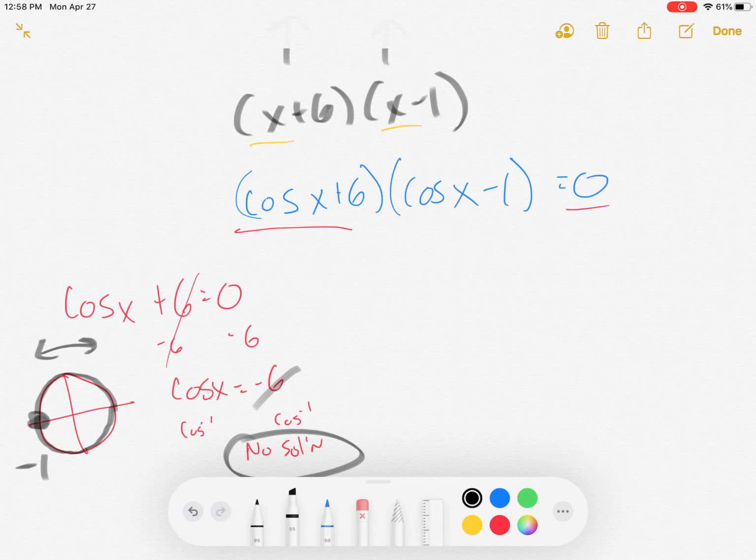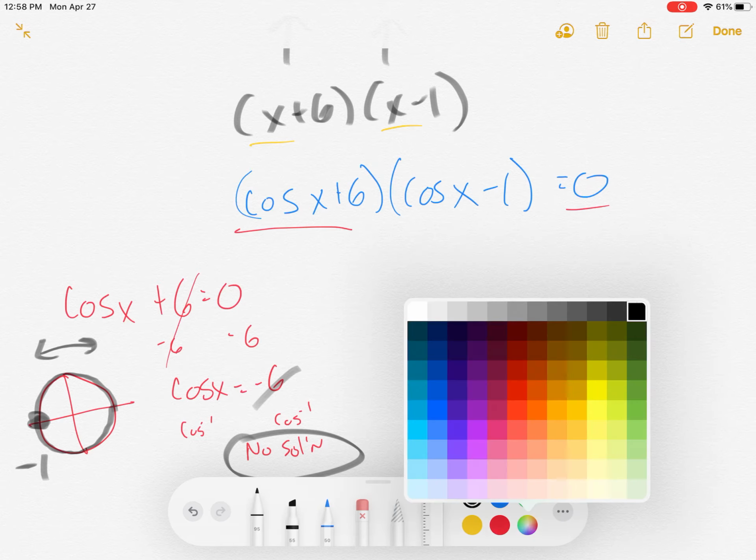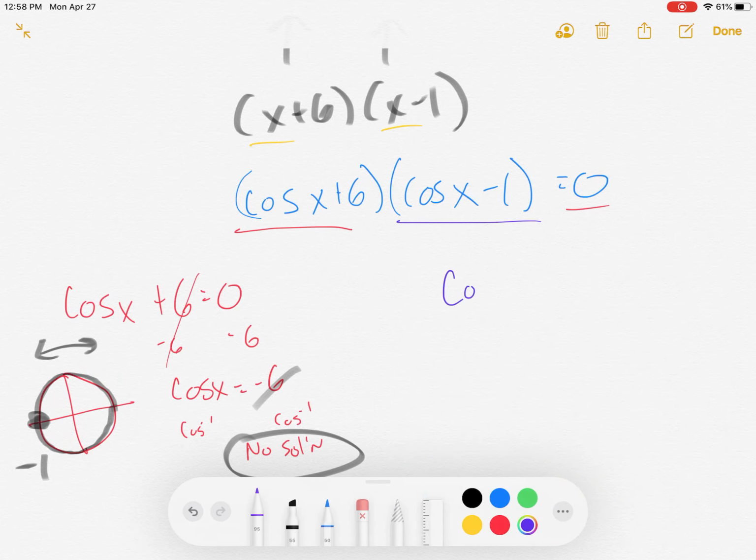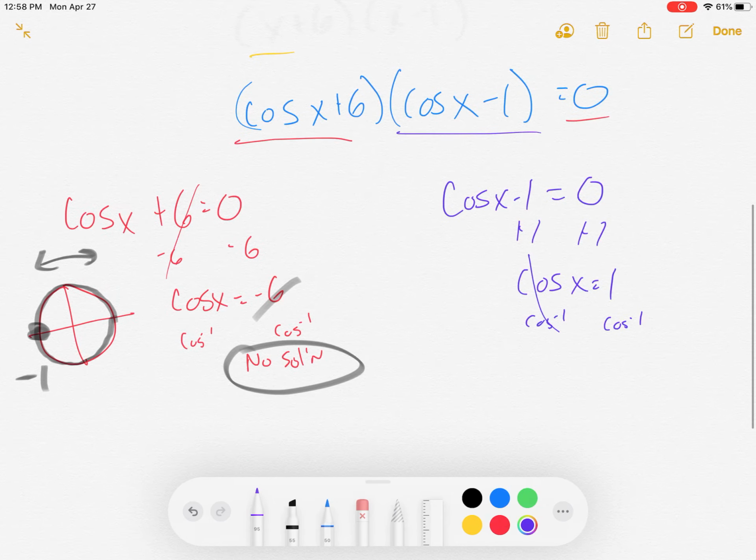Okay, now let's do the same thing for this one. We're going to say cosine of x minus 1 equals 0, plus 1 plus 1. Cosine of x equals 1. Basic algebra, that should be quick and easy, almost thoughtless for you. Get cosine by itself. To do that, we take the inverse cosine. Here we get x equals the inverse cosine of 1, which is 0. Inverse cosine of 1 is 0.